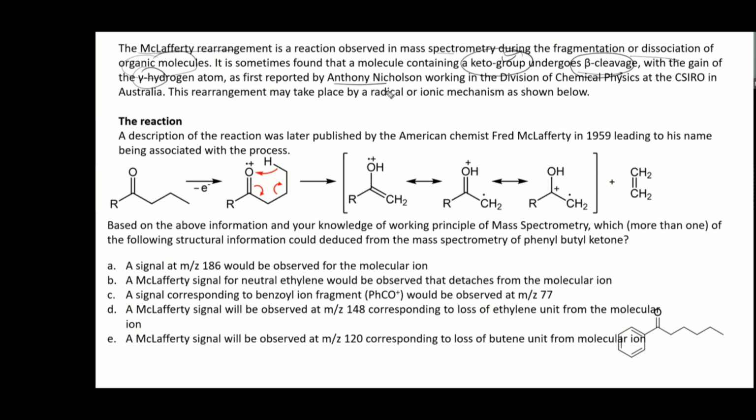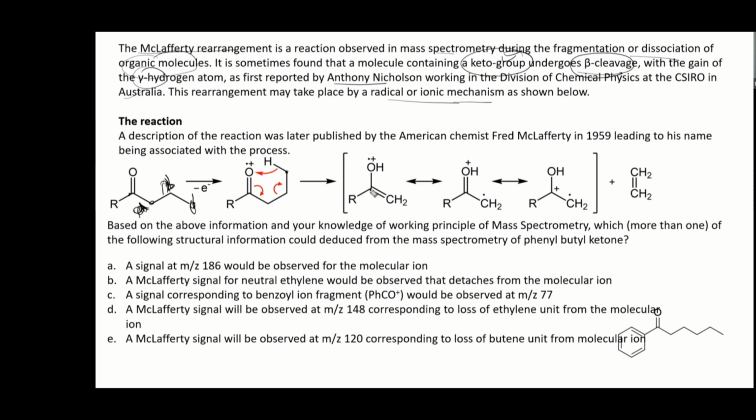And this was reported by Anthony Nicholas from Australia, right? This rearrangement takes place by a radical or ionic mechanism, okay? All right, and here's the scheme of the reaction. You have a ketone, and this is the alpha carbon, and that is the beta carbon. Sorry, my bad again. Alpha here, beta here, and a gamma carbon, all right? So that carbon gives a hydrogen, okay?